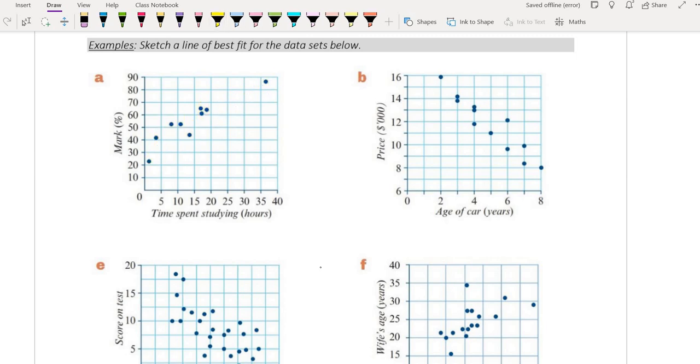So we want to make sure that we are separating it halfway. I think this is more like it. Now we have 4 above the line, 4 below the line. So that's going to be our line of best fit.